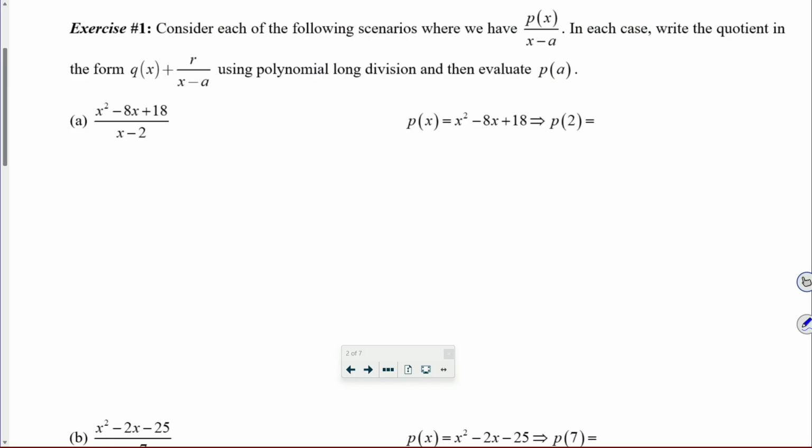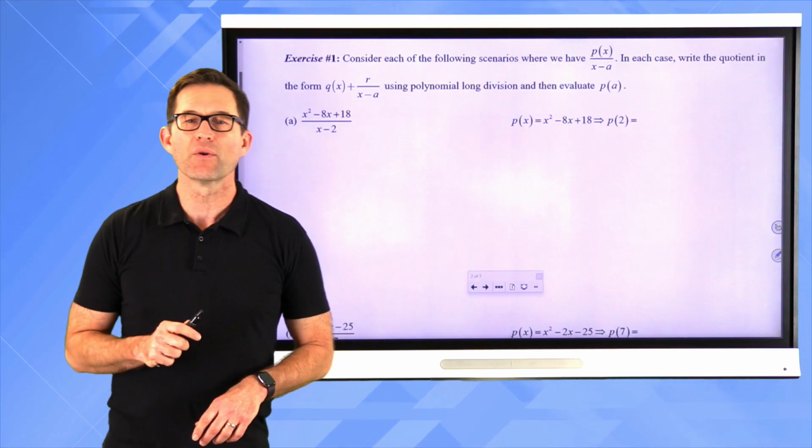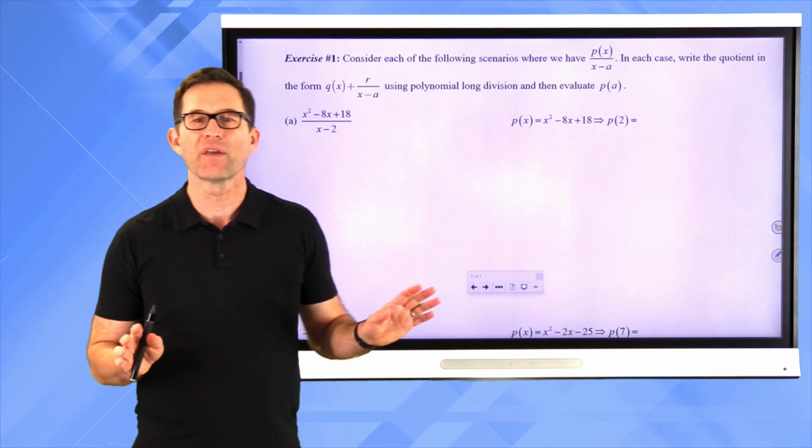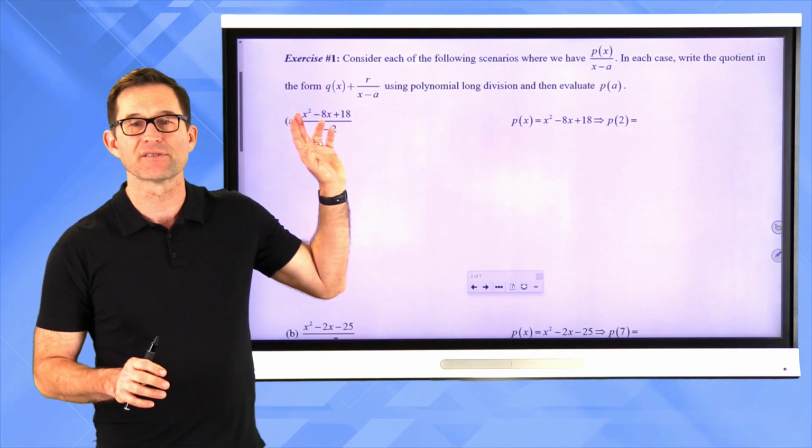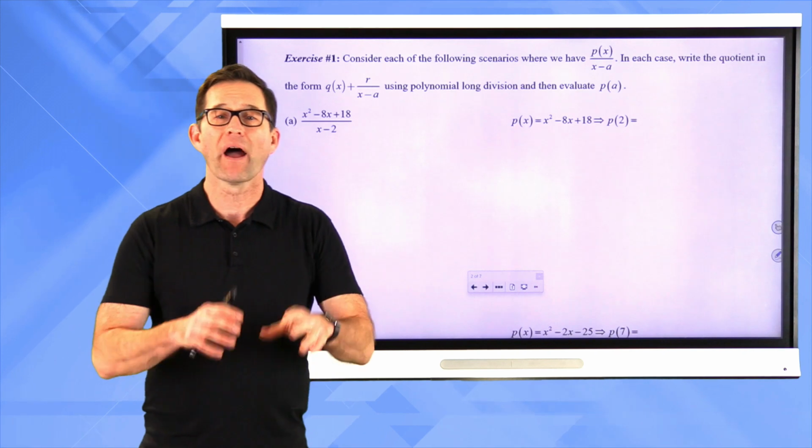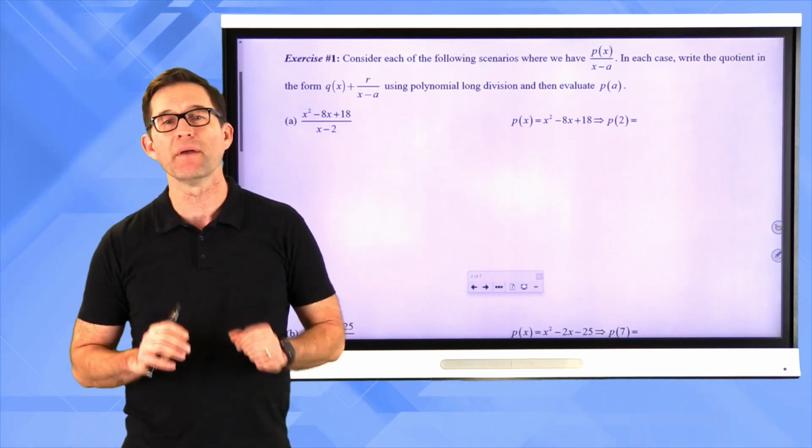Consider each of the following scenarios where we have p of x divided by x minus a. In each case, write the quotient in the form q of x plus r divided by x minus a, that's what's known as the quotient remainder form, using polynomial long division, and then evaluate p of a. So in other words, regardless, I want to think of each one of these things as being some polynomial divided by x minus some integer.